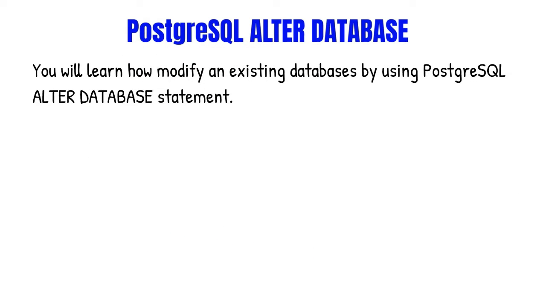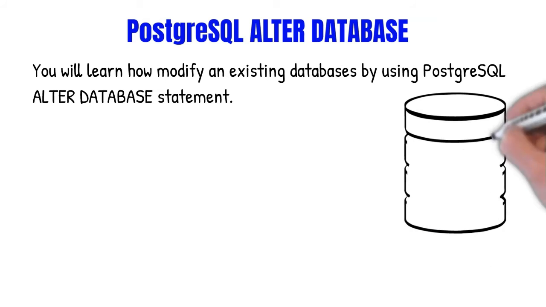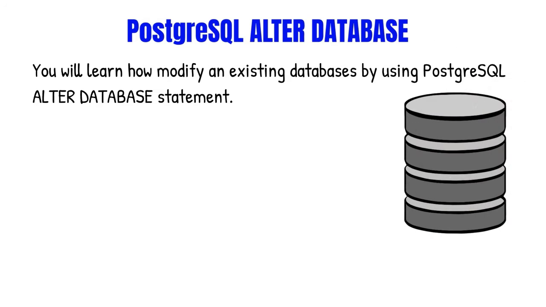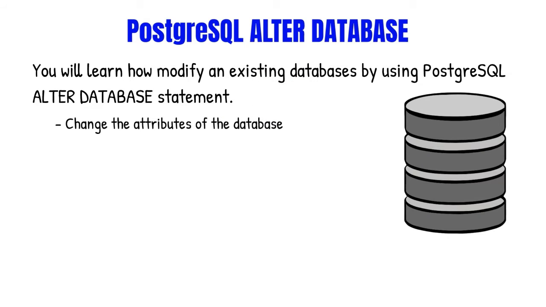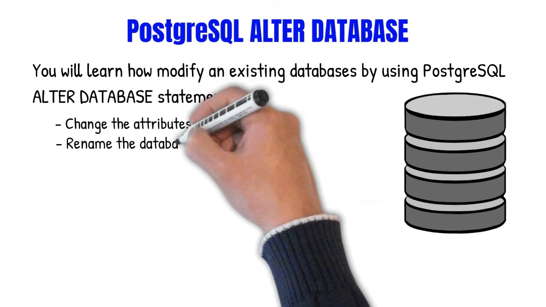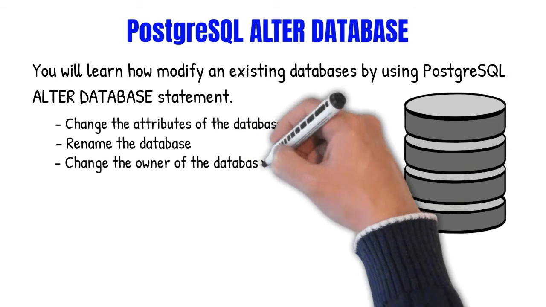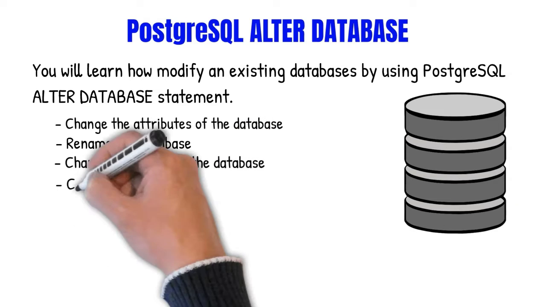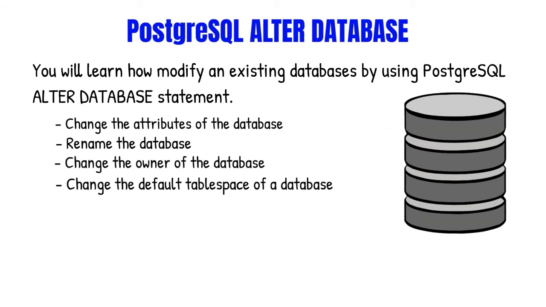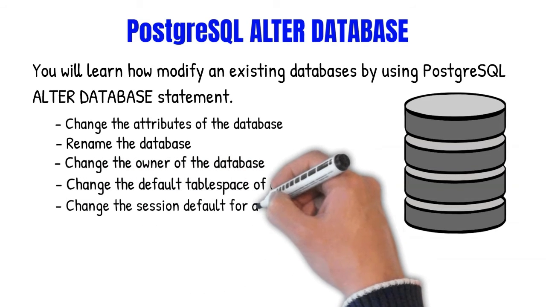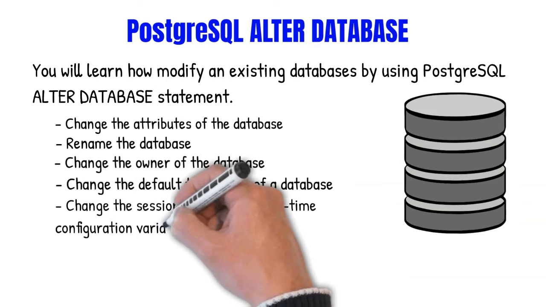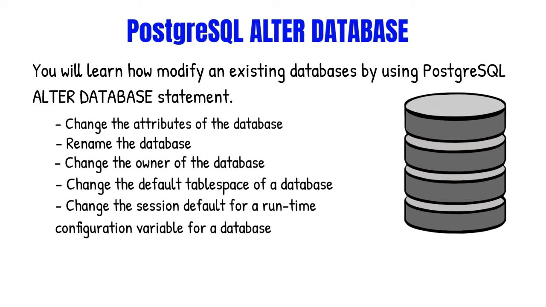In this lecture, you will learn how to modify an existing database by using the PostgreSQL ALTER DATABASE statement. The ALTER DATABASE statement allows you to carry out the following actions on your database. 1. Change attributes of the database. 2. Rename the database. 3. Change the owner of the database. 4. Change the default table space of the database. 5. Change the session default for a runtime configuration variable for the database.